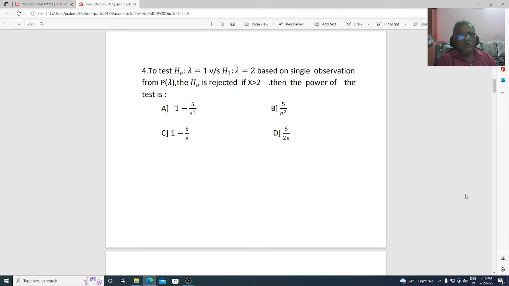Question number 4. To test H0: λ = 1 versus H1: λ = 2 based on a single observation from Poisson(λ), H0 is rejected if x > 2. Then the power of the test is: option A, 1 - 5/e²; option B, 5/e²; option C, 1 - 5/e; option D, 5/2e. The correct option is A, 1 - 5/e².